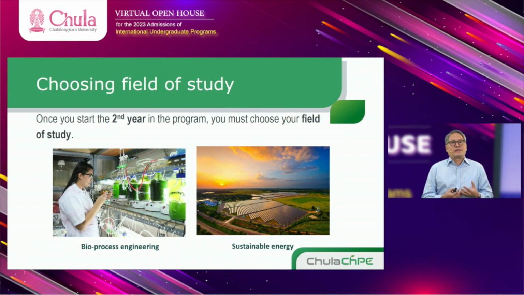First is the bioprocess engineering, which deals with processes that use renewable biological raw materials. And the second field of study is sustainable energy. So that will deal with alternative energy or sustainability. So you can choose between these 2, and then you will choose your elective courses based on the field of your choosing.